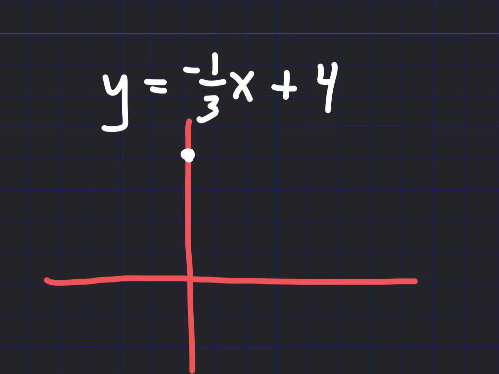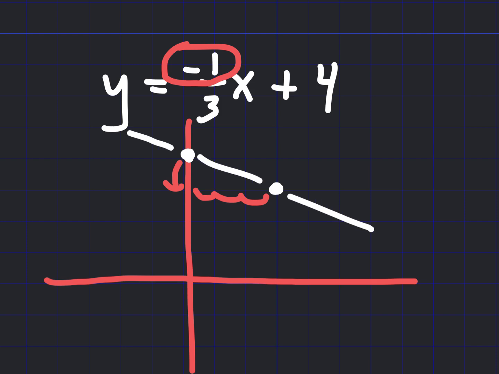Because you want to do rise first. So we do down 1. Down 1. And then run 3. And your second point would be right there. How many of you did that one right? Awesome. I know you're going to know how to draw the line through this. Anybody can connect dots.